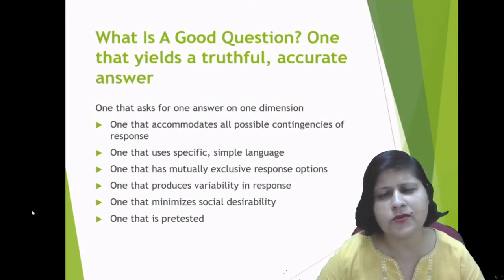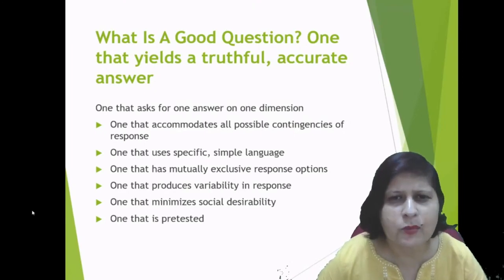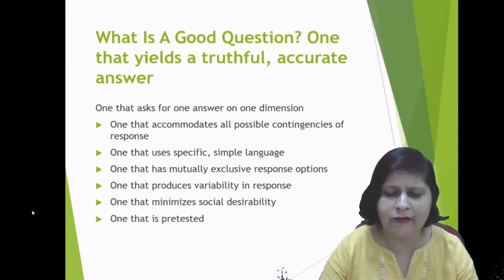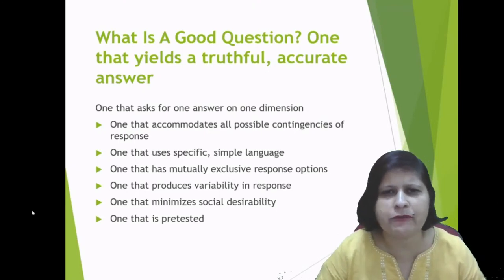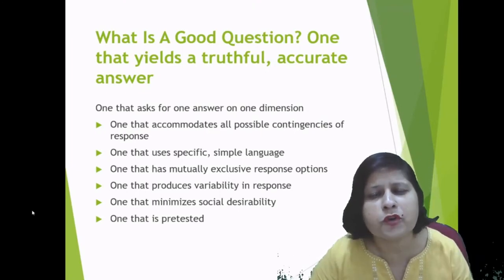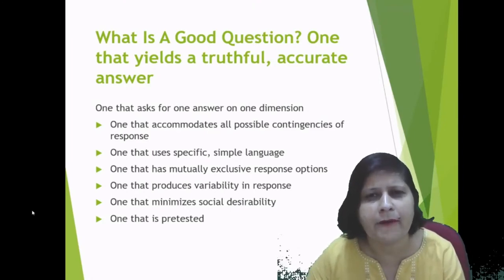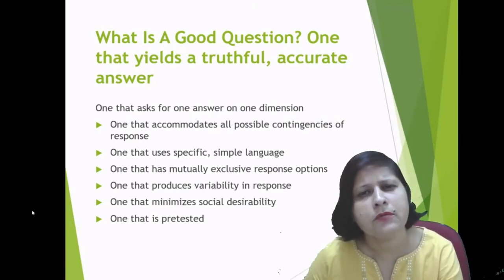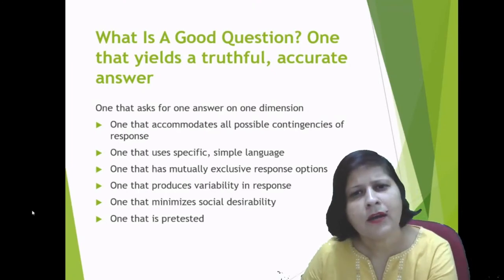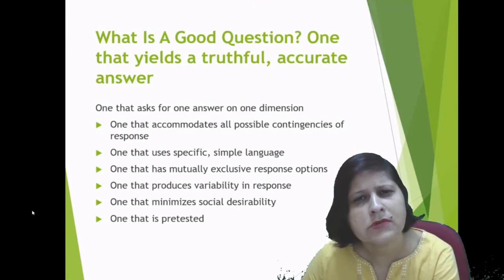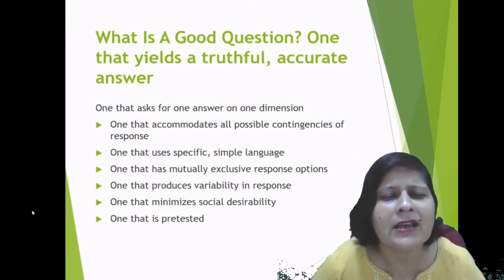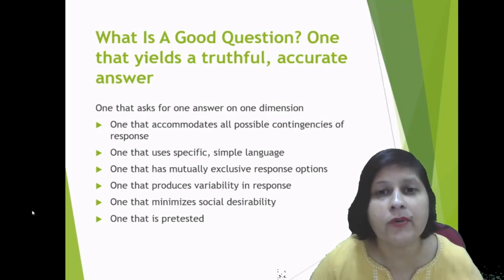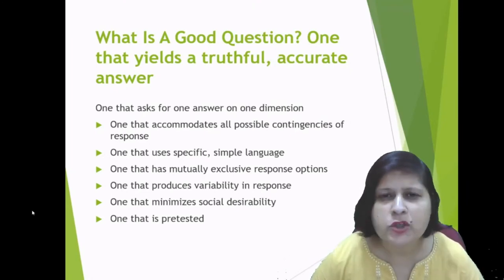One that has mutually exclusive response options. Mutually exclusive means, suppose you want to know about age and you have made age groups: from 0 to 5, then another group should be 6 to 10, then 11 to 14, then 15 to 20. It should be mutually exclusive. It should not be like 0 to 5, then 5 to 10, then 10 to 15. That is not mutually exclusive. Your options should be mutually exclusive.